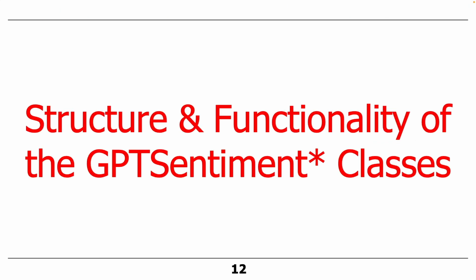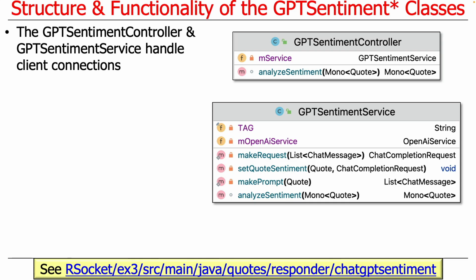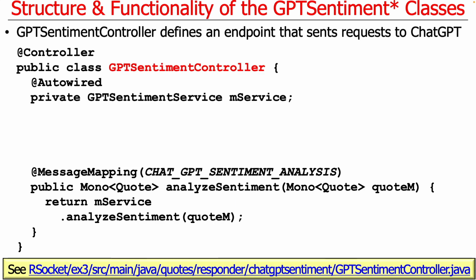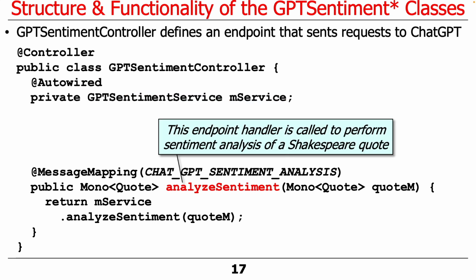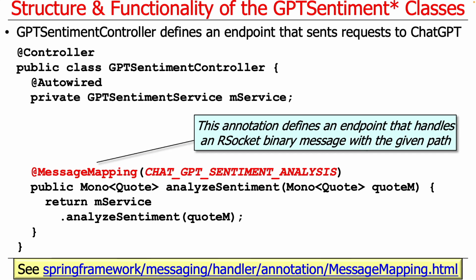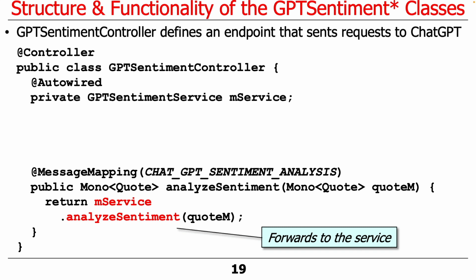Now let's get to the fun stuff. This is the GPTSentimentController and Service classes. And I had a tremendous amount of fun the last few days figuring all this stuff out, and this is the latest and greatest stuff. So here's how this works. We have a controller, which is wired to a service, and it's got a method that you give it a mono of a Shakespeare quote minus the sentiment analysis. So you give it a quote that has the play it's from, the quote itself, the subscription ID, and so on. And you're then going to analyze the sentiment. And of course, we make that work by putting together this message mapping annotation that says, I want to do ChatGPT sentiment analysis. And it just forwards it on to the service.